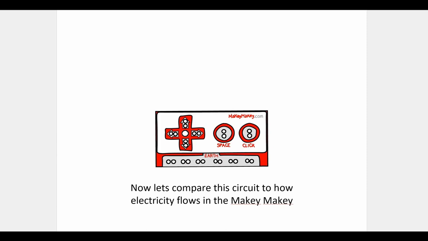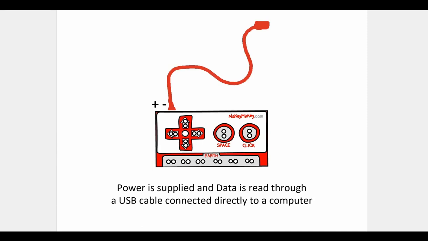Now let's compare that circuit to the Makey and look at how electricity flows here. Instead of a battery, power is supplied and data is read through the USB cable that is connected directly to a computer.